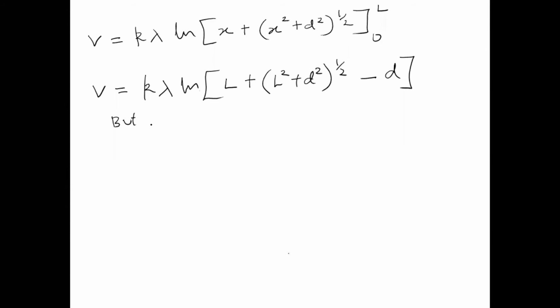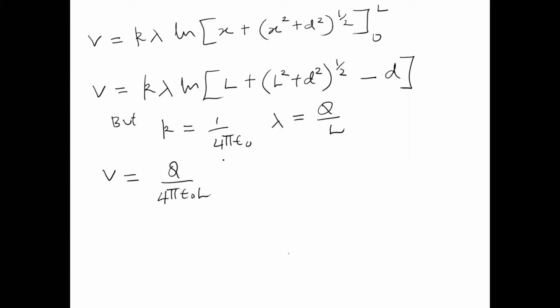So this k, you know that it is 1 over 4 pi epsilon naught. And then what is the lambda? Lambda, remember, is the linear charge density. It's basically the total charge per unit length. So it means that this can actually be written as the last step as Q over 4 pi epsilon naught L, and then times.